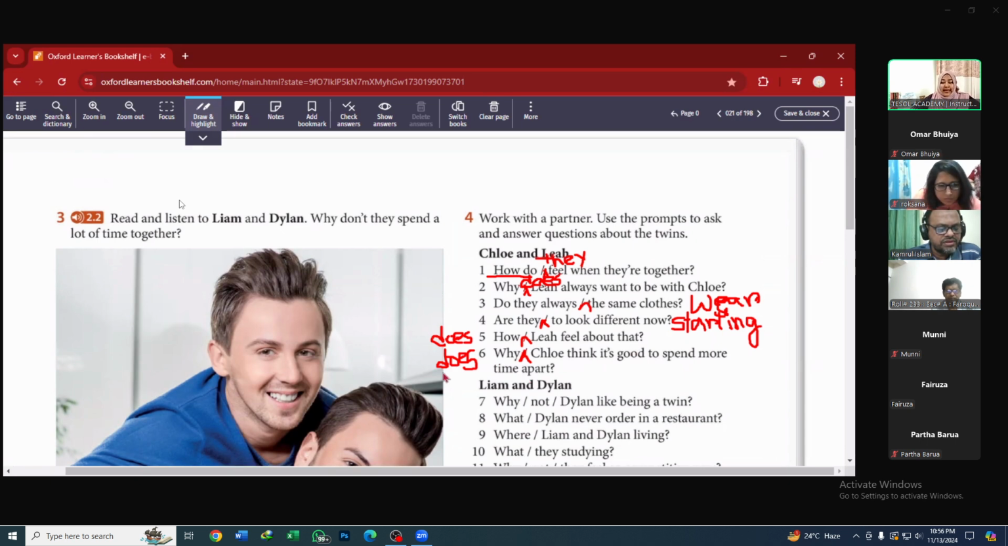Okay, number six. Why does Chloe think it's good to spend more time apart? They are getting older and they can't live together. That's why they think it's right to spend more time apart. Very good. Because they are growing up now, and when they are grown ups, that means when they're adults, they won't be able to stay together. That is why Chloe thinks it's good to spend more time apart from now on. Right. Very good. Excellent work, everyone.